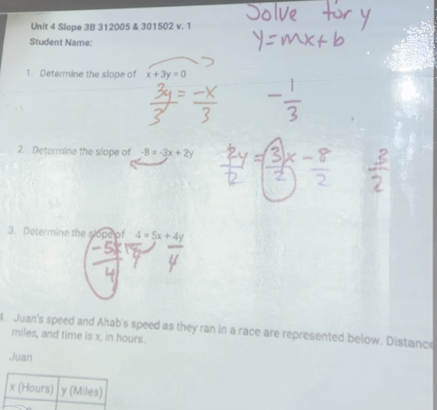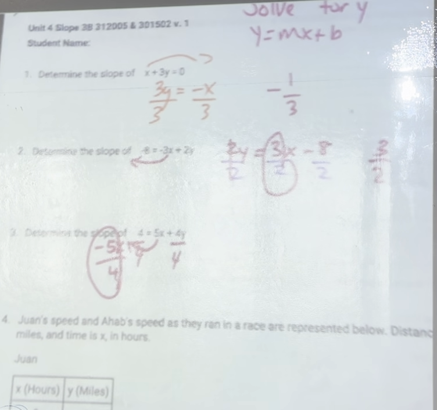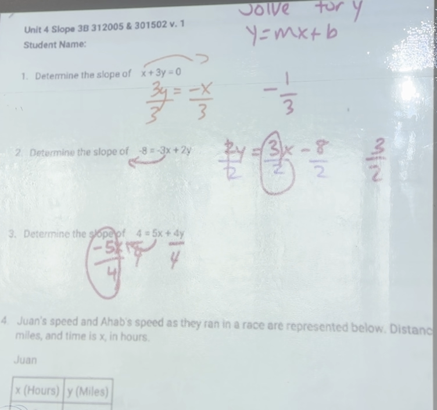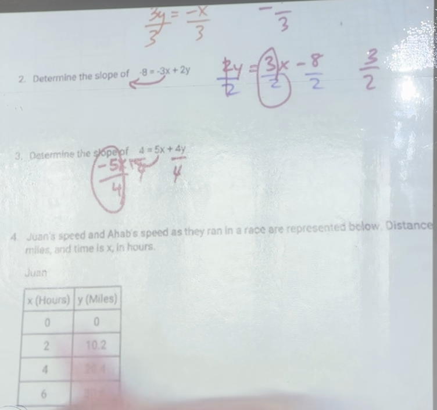Nathan. Number 4. So you need to be able to find the slope if given a line, given a table, or given a graph. So this time we're given a table and an equation. Not only do you need to be able to give me the slope, you need to know what the slope means.